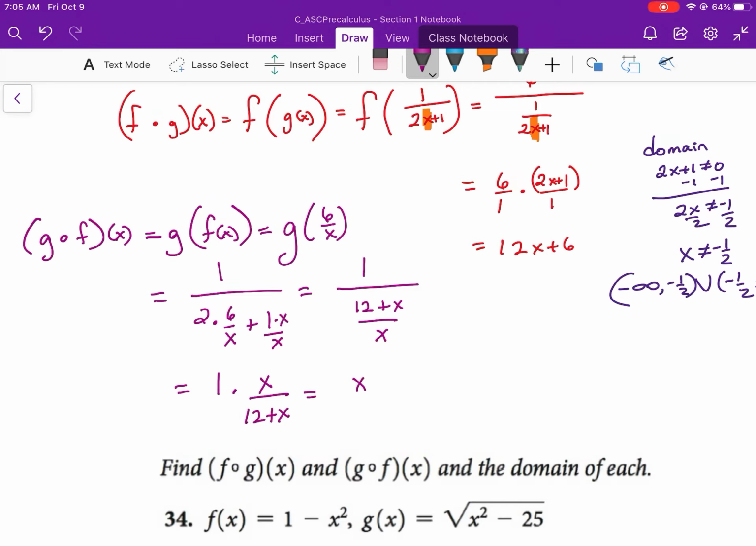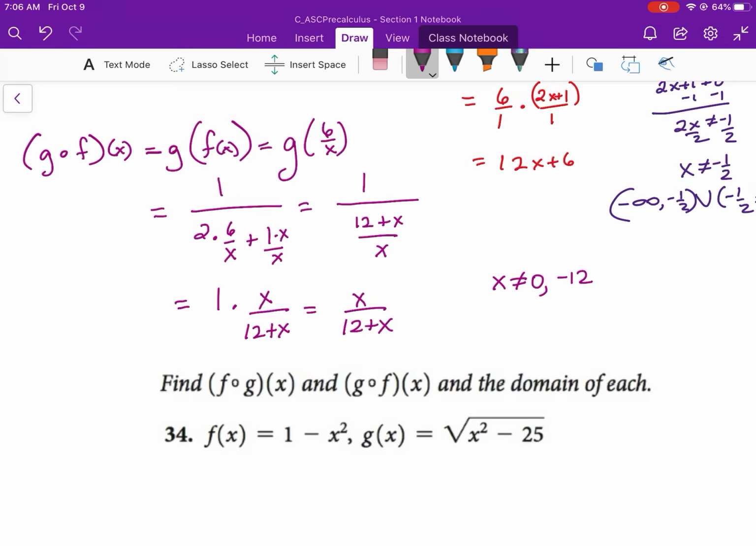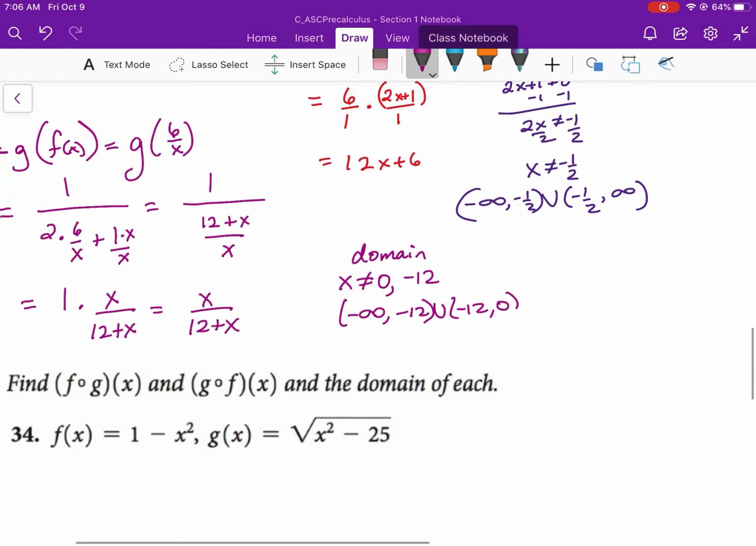Now look what happens. I can't have negative 12 now, can I? So x can't be 0 and x can't be negative 12 because those both make a denominator of 0. So that means my domain is going to be from negative infinity to negative 12, union negative 12 to 0, union 0 to infinity.